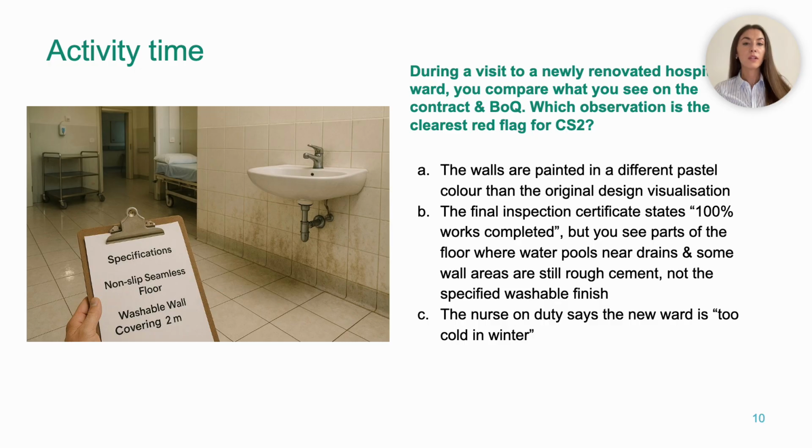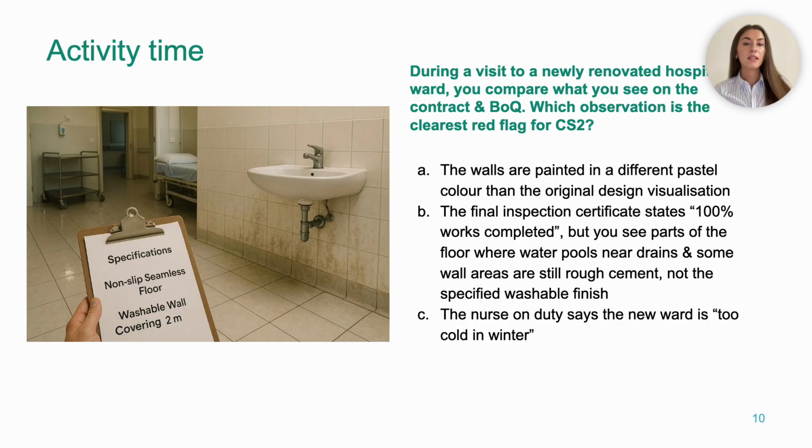A different wall colour is usually a design change, but it's not a proof of under-delivery. Whereas too cold in winter is more about building services and comfort, and needs technical checks before we can actually say anything. So in the iMonitor reporting tool, how would you log this? You'd go directly to step 2, works, quantities and quality, using the 3 items 5% variance approach.